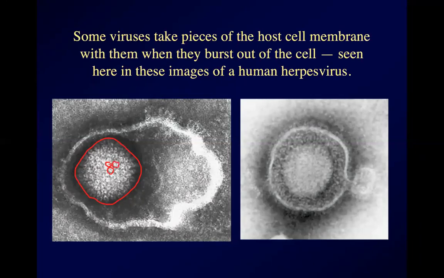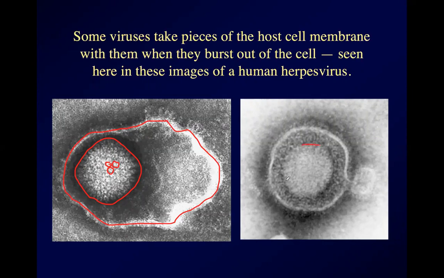But wrapping around the whole thing is a piece of the host cell membrane that the herpes virus has torn off and is taking with it. Kind of like Buffalo Bill in Silence of the Lambs. It's torn off a piece of its victim and wrapped itself in it. Ew, yuck, sorry. You see the same thing on the right.